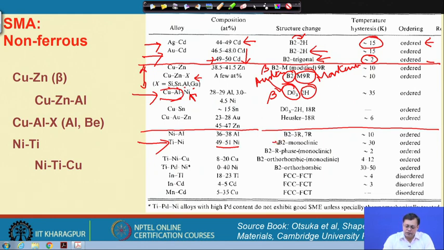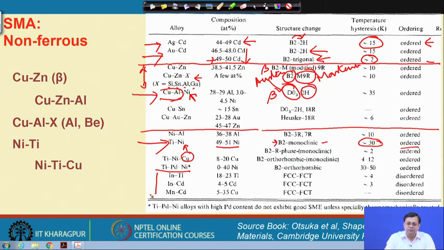Here the austenite again has the B2 structure, which transforms to a monoclinic structure, or sometimes an R phase also forms. We will go into detail on it. Here the hysteresis is a little bit higher, and sometimes we purposely add copper, replacing nickel, in order to tune the transformation temperature once again. Here B2 is also an ordered structure. Then the titanium-palladium system is also important, and there are some indium-cadmium and manganese-cadmium systems.